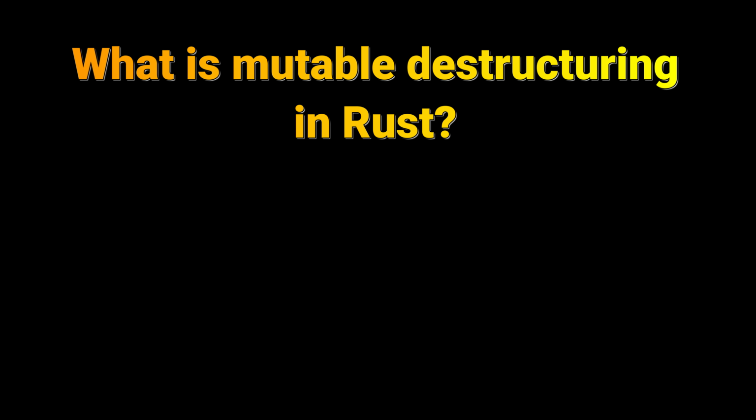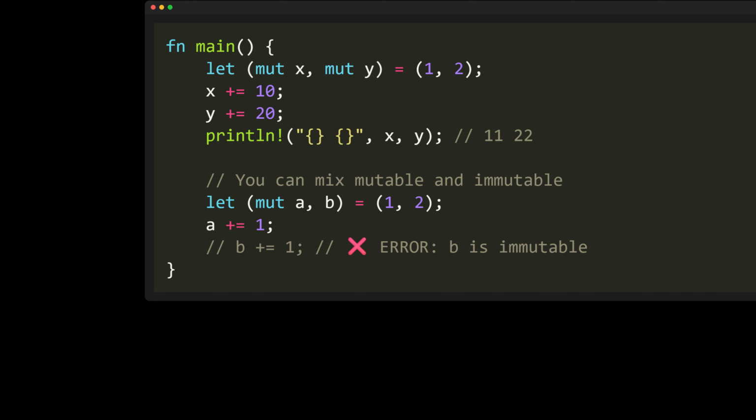Question: what is mutable destructuring in Rust? Mutable destructuring in Rust means you can make individual variables mutable while unpacking a tuple or similar value. By writing mut before a variable name, you allow only that variable to change later. You can also mix mutable and immutable variables in the same destructuring. This gives you fine control over which values can be modified and which ones must stay the same.